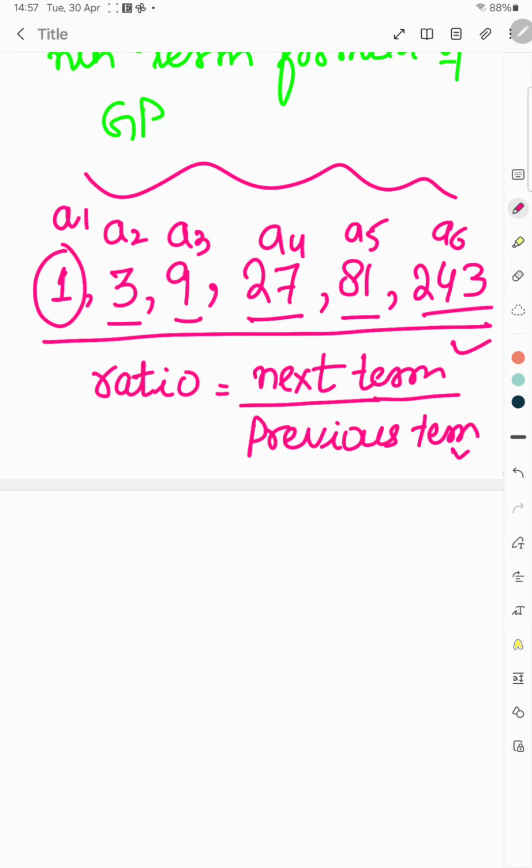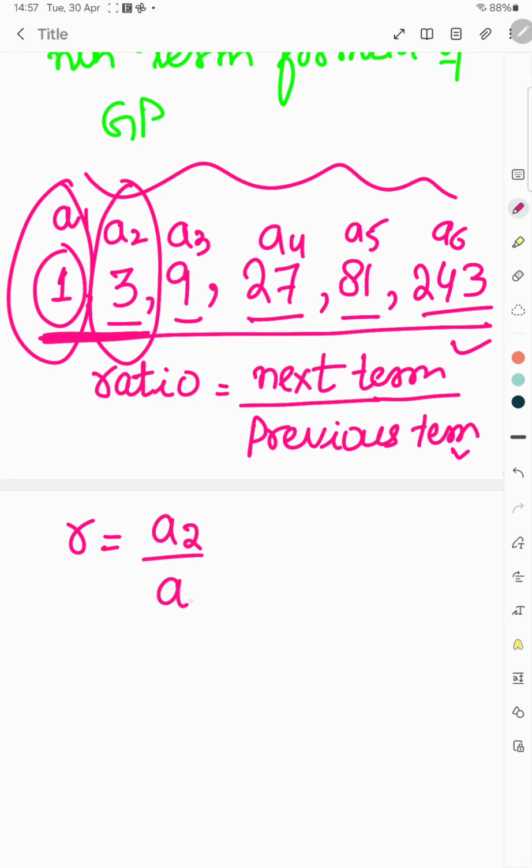Okay, students. Now, how will we find the ratio? For the ratio, we will first look at the first two terms. Here the first term is a1 and the second term is a2. So how will we find the ratio? We have to divide a2 by a1. Here a2 is 3, which is the next term. We divide it by the previous term, which is a1, and here a1 is 1. So 3 divided by 1 is equal to 3. So we have found the ratio between the first two terms.